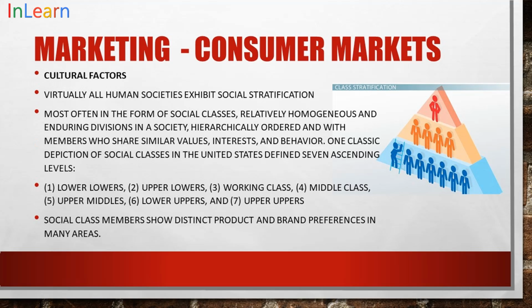Virtually all human societies exhibit social stratification, most often in the form of social classes, relatively homogeneous and enduring divisions in a society, hierarchically ordered and with members who share similar values, interests, and behavior. One classic depiction of social classes in the United States defines 7 ascending levels: 1. Lower lowers, 2. Upper lowers, 3. Working class, 4. Middle class, 5. Upper middles, 6. Lower uppers, and 7. Upper uppers. Social class members show distinct product and brand preferences in many areas.